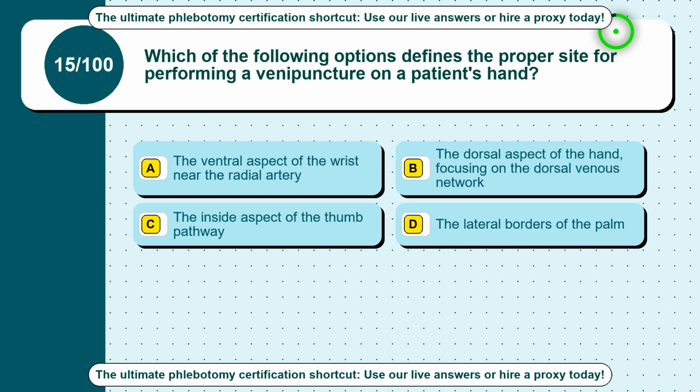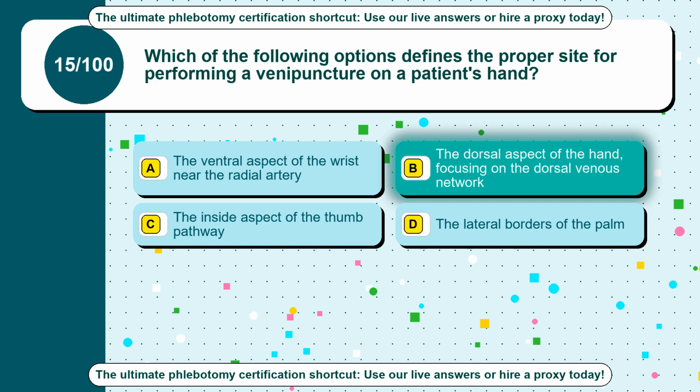Question 15. Which of the following options defines the proper site for performing a venipuncture on a patient's hand? Option A, the ventral aspect of the wrist near the radial artery. Option B, the dorsal aspect of the hand, focusing on the dorsal venous network. Option C, the inside aspect of the thumb pathway. Option D, the lateral borders of the palm.